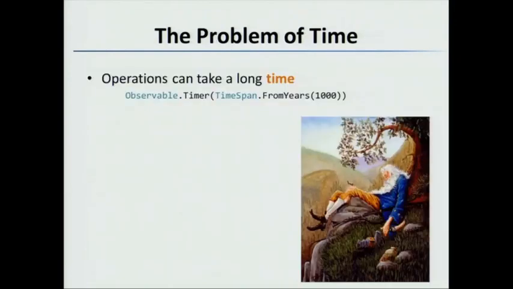Now, one thing we ran across when we were doing Rx is that it's difficult to test asynchronous data streams, in particular because of the problem of time. So for example, how do you test a timer that's supposed to happen in 1,000 years? You may have run across this type of thing in your applications. If you have a long-running operation, how do you test that in your application? In this case, that's a big problem.